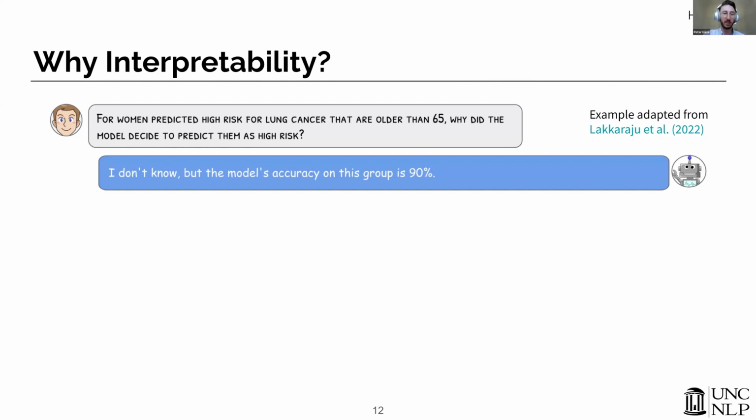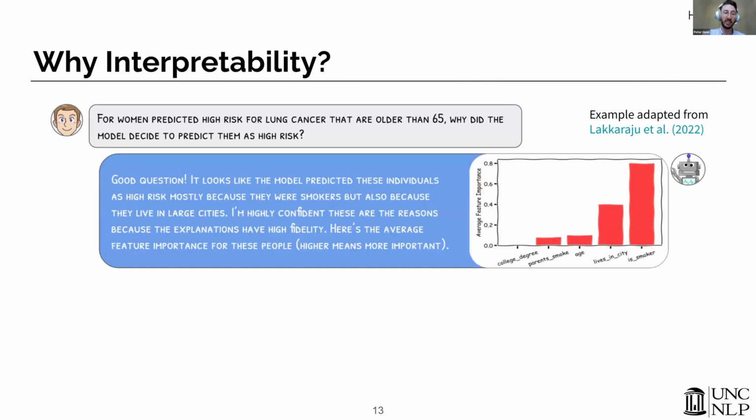And I'll contrast this kind of answer with one that's more informed by interpretability, where you can imagine a system that says, okay, good question. Here's what's important to that prediction. It looks like the model predicted these individuals as high risk mostly because they're smokers, but also because they live in large cities. It seems like this is the right explanation for the model we have, based on some metrics of explanation quality. Here's a little graph that says what's important. And okay, so that's the explanation. These are the features and how important they are.